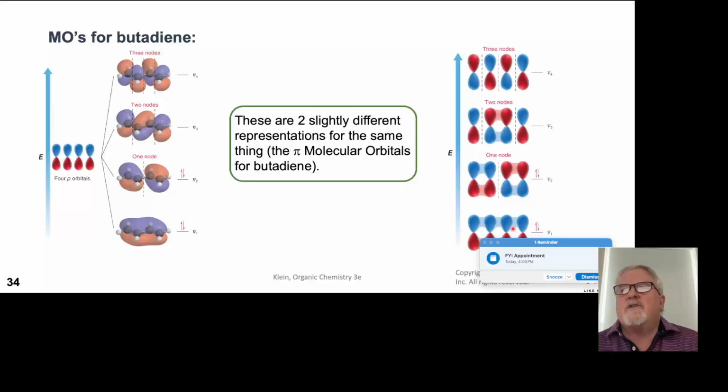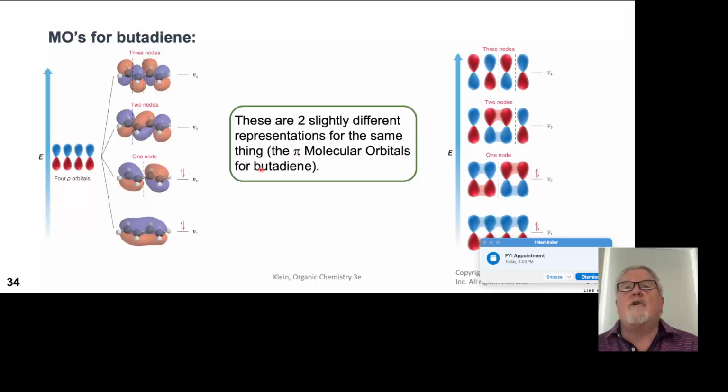This is easier for us to draw, for those of us that are not very artistically inclined, than to try and draw these orbitals over here. So most of the time, chemists will just use this kind of representation to talk about molecular orbitals. You may see ones that look a little bit different because they're computer generated or the person making them has more artistic ability than I do. So these are just two slightly different representations for the same thing.